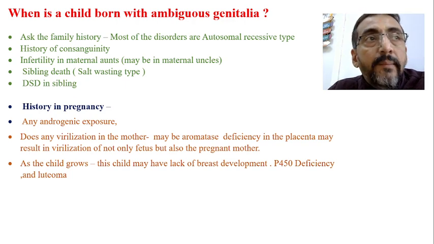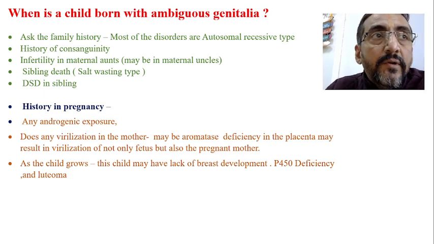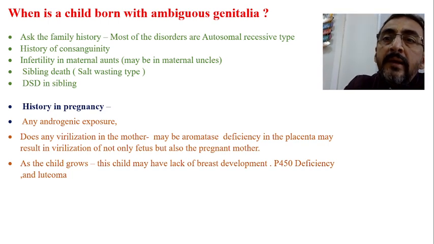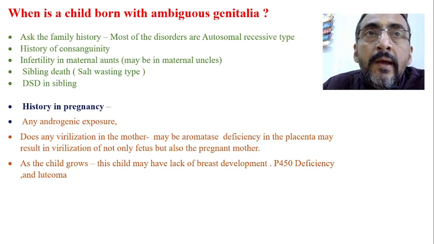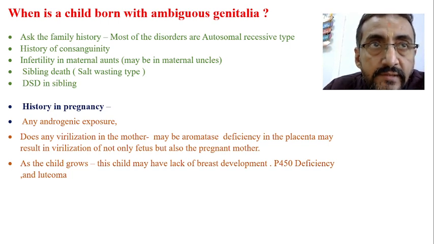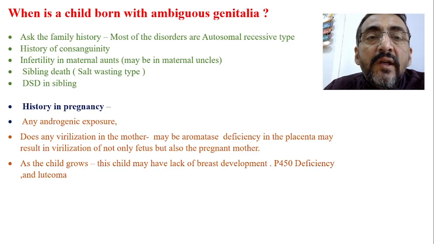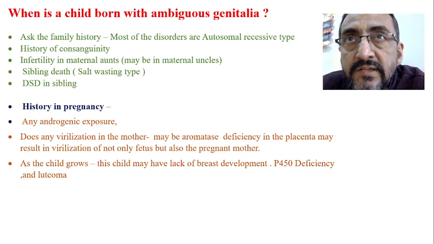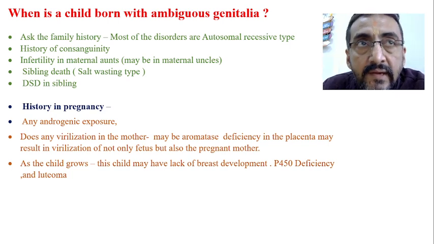Suppose you find a baby on the delivery table. After receiving the baby, it is very difficult to determine the sex because it is ambiguous. Now what should be your approach? First of all, you have to ask the family history. There are so many chromosomal disorders where you can find ambiguous genitalia like conditions, especially autosomal recessive type. Okay, this is the first step. With autosomal recessive inheritance, there are multiple disorders where we can find ambiguous genitalia.